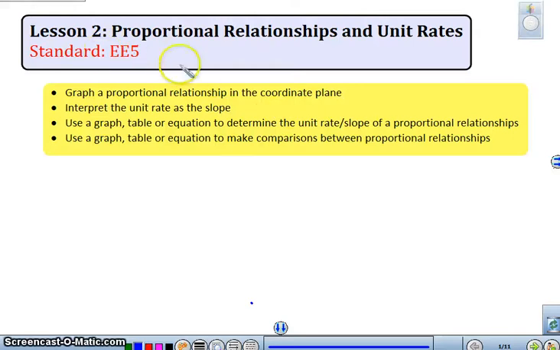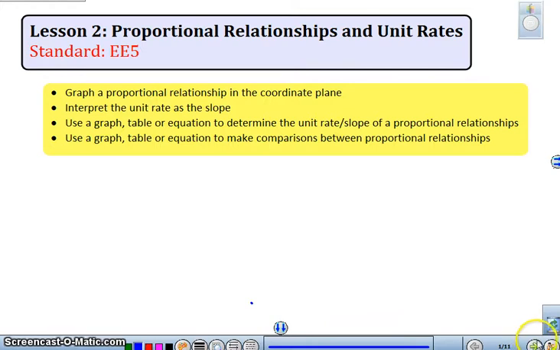All right, lesson 2, proportional relationships and unit rate. Today we're going to be looking at these different statements, graphing proportional relationships, and interpreting our unit rate, which is what we're really going to work with today with slope, using the graph and table. And I will try and answer some questions beforehand from yesterday's homework.